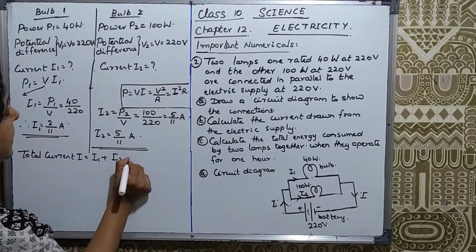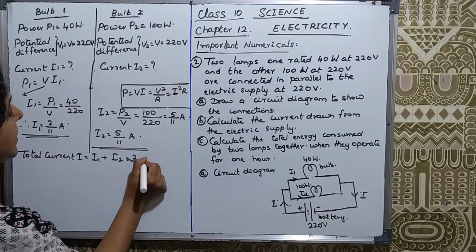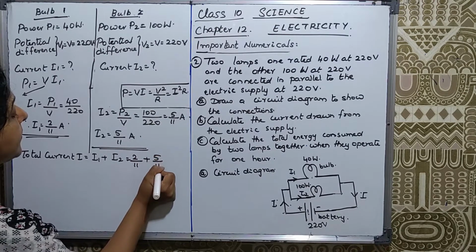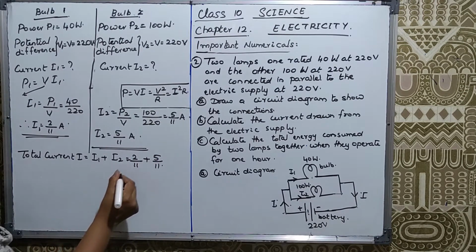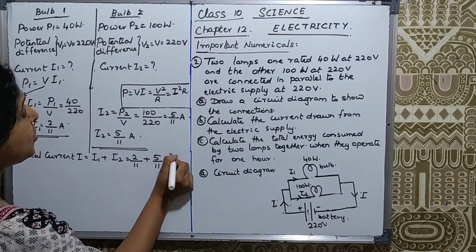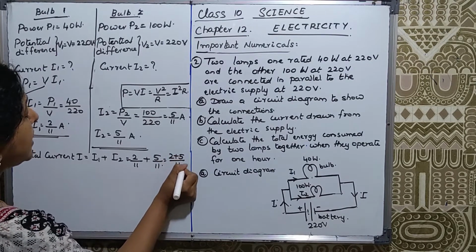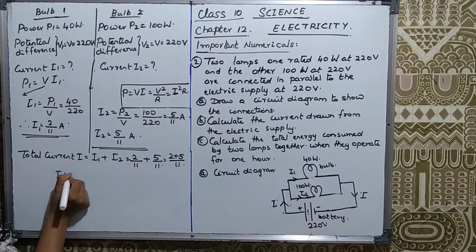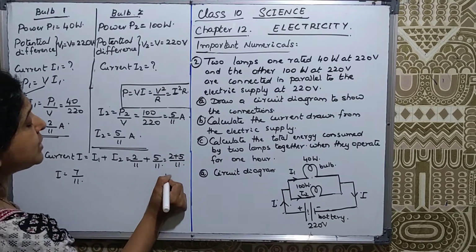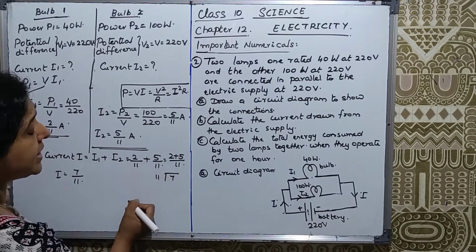So I1 is 2 by 11 plus I2 is 5 by 11. The denominators are the same, so you can add the numerators. So it will be (2 plus 5) by 11, that is I equal to 7 by 11. With 11 as the divisor, you can divide, so 7 you will take inside and 11 outside.